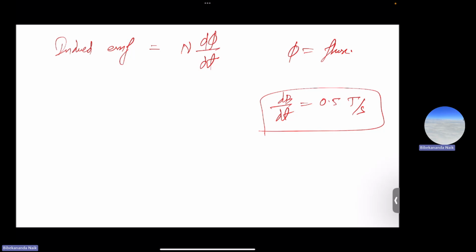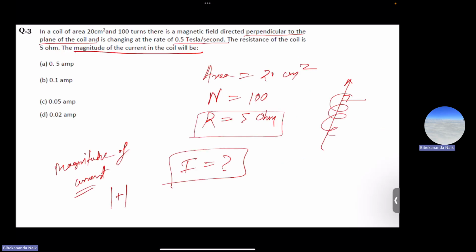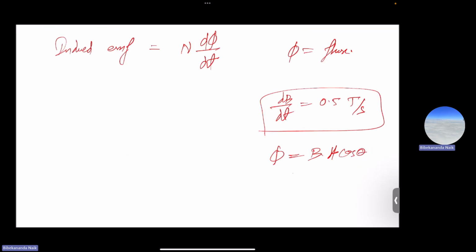So what is the value of flux? Phi is B A cos theta. One more thing you need to see: here the field is given perpendicular to the plane of the coil. When it is perpendicular to the plane of the coil, we know the area vector is also perpendicular to the plane of the coil. So both B vector and A vector are along the same direction. So theta is 0 degree, cos theta is 1, so it will be B into A only. So flux will be B A cos theta, that implies BA.